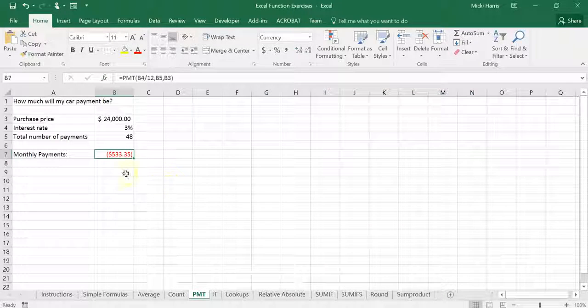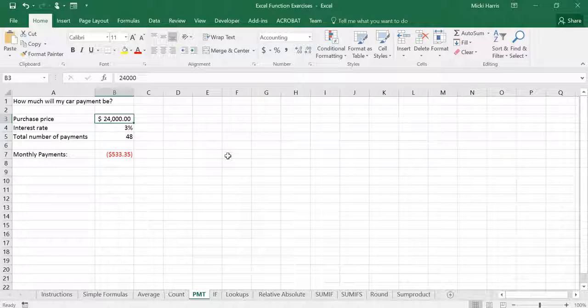Click OK, and it looks like I am paying $533.35 a month on a vehicle. That sounds extreme, doesn't it? Well, here's the nice thing about inserting this function, is now I can kind of play around with this. So like, oh, okay, maybe this car for $24,000 isn't what I need. I did see a car for $18,000. So I plug in $18,000, see how it automatically changes. Oh, $400, that's still a bit steep.